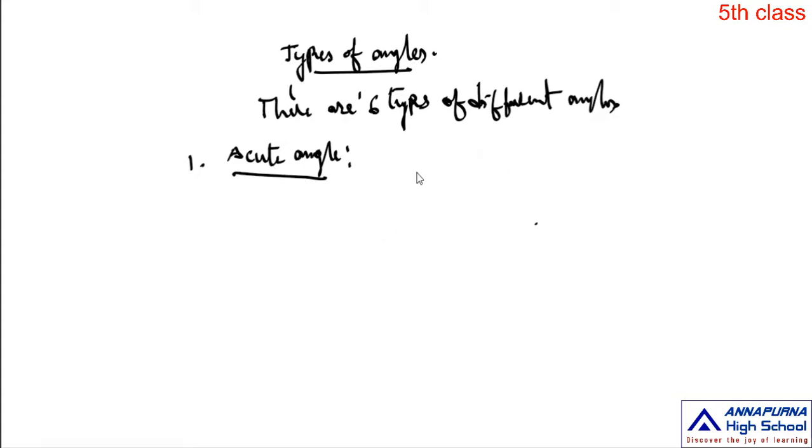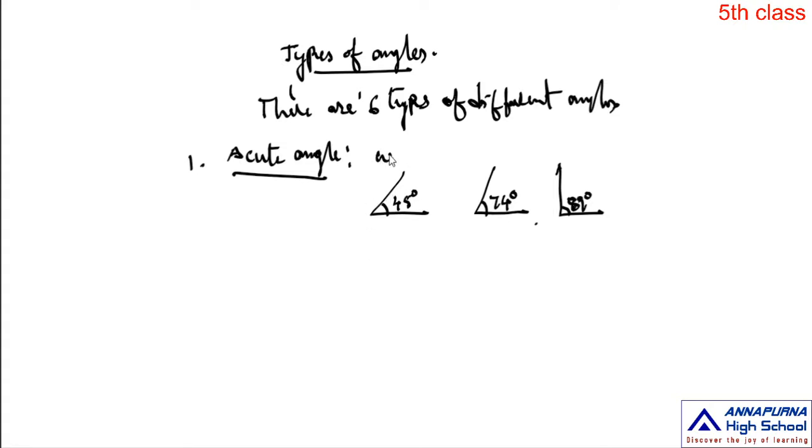Suppose its angle is 45 degrees. Is this 45 greater than 90 or less than 90? It is less than 90. Suppose this is 74 degrees. This is also less than 90 degrees. Suppose this is 79 degrees, or say 89 degrees. This is also less than 90 degrees. All these angles are less than 90 degrees. Such angles are called acute angles.